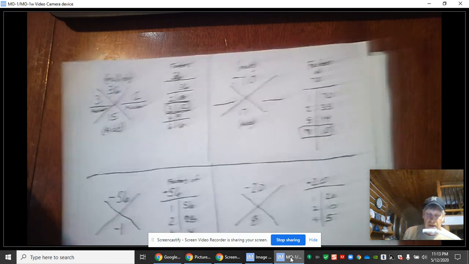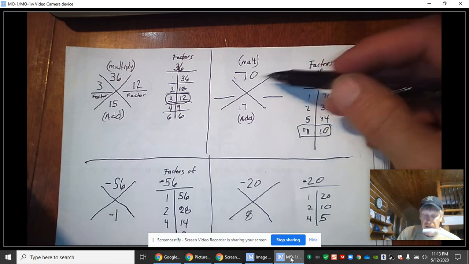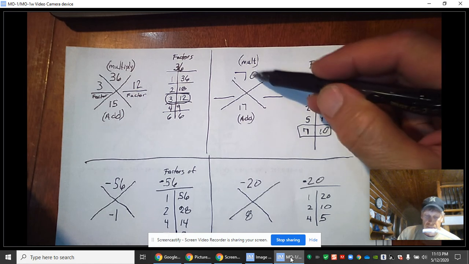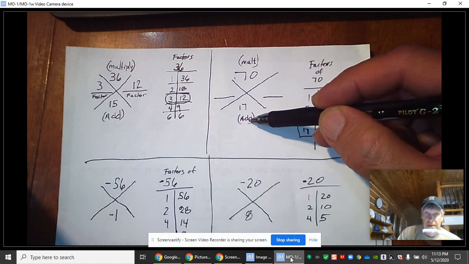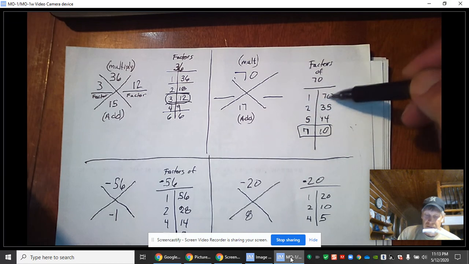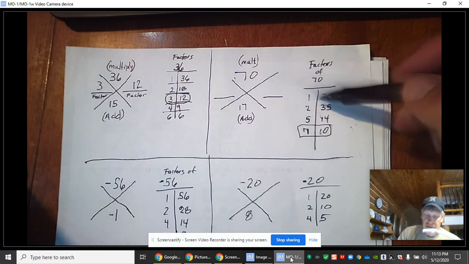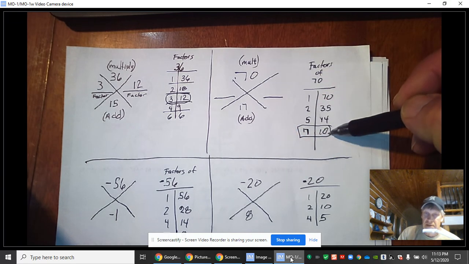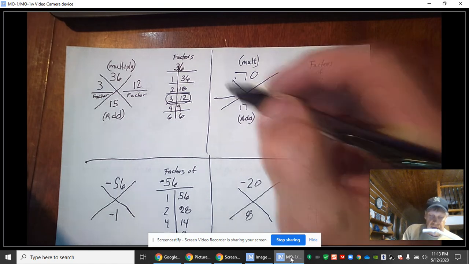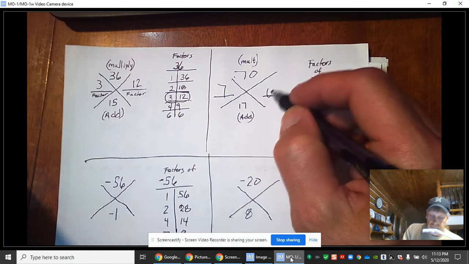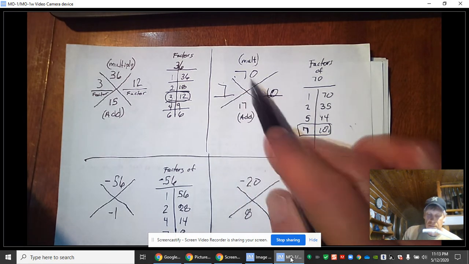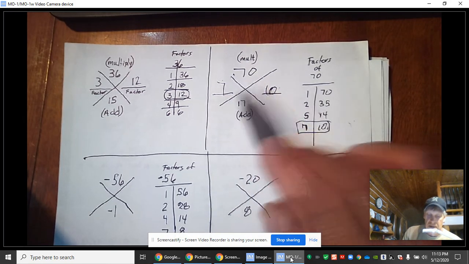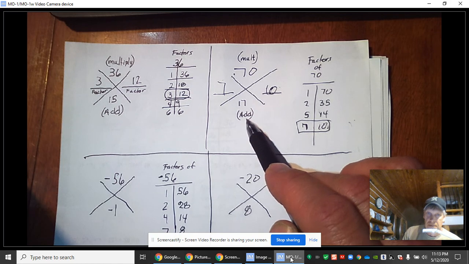All right, next one. What are the factors of 70 that multiply to 70 but add to 17? If I go through my list of factors here, these all multiply to 70, but which ones add to 17? Yeah, 7 and 10. So those are the two factors that make this true: they multiply to 70 and add to 17.